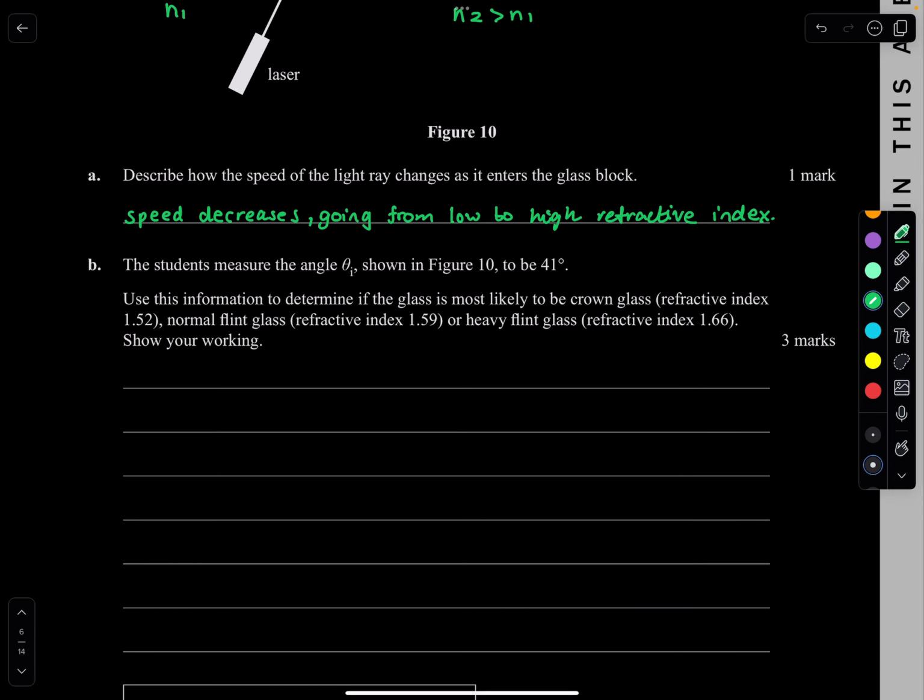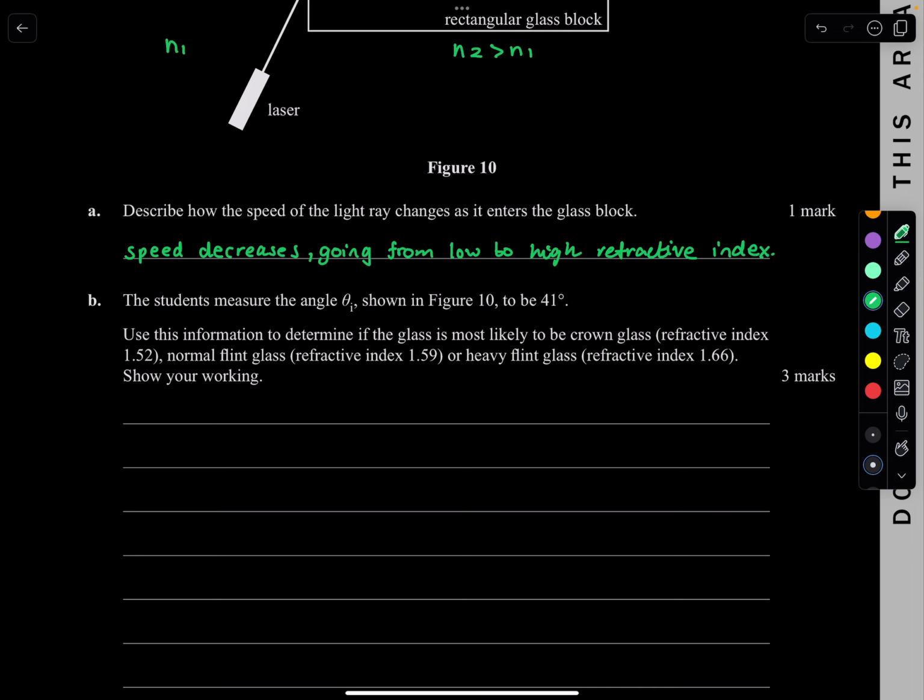B, the student measures the angle, shown in figure 10, to be 41 degrees. So that's our critical angle. Use this information to determine if the glass is most likely to be crown glass, which has a refractive index of 1.52, normal flint glass, which is 1.59, and heavy flint glass, which is 1.66. Show your working out.